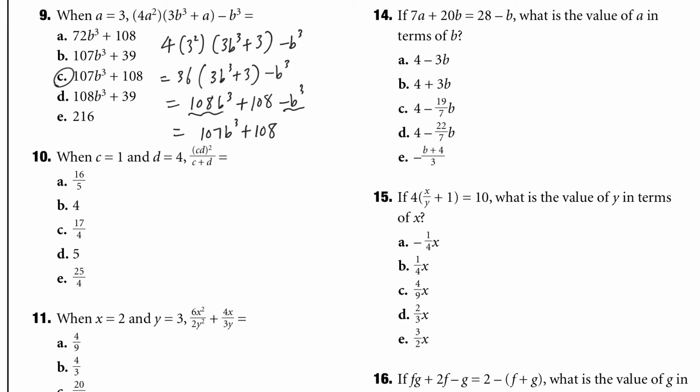When C is equal to 1 and D is equal to 4, this time we have to plug in two numbers. So C is 1 times D is 4 squared. C is 1, D is 4. 1 times 4 is 4. 4 squared is 16. 1 plus 4 is 5. The answer is 16 over 5, A.